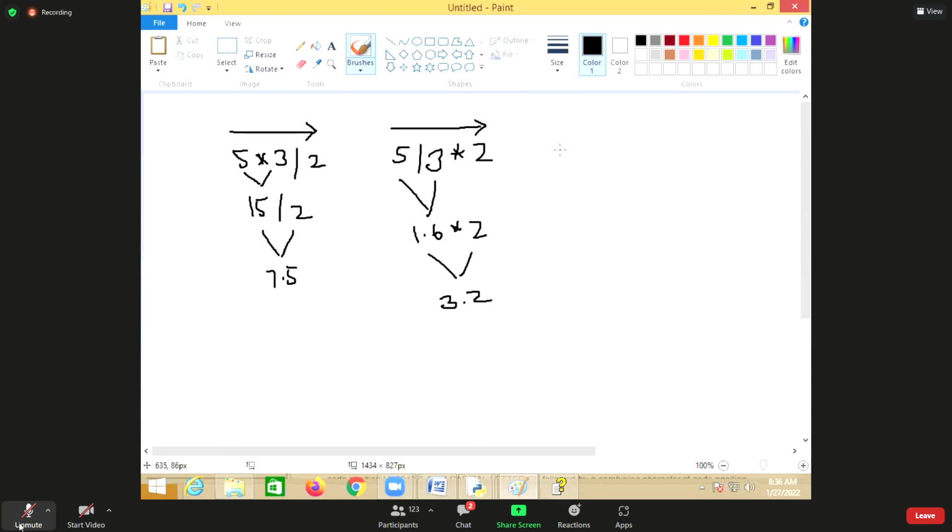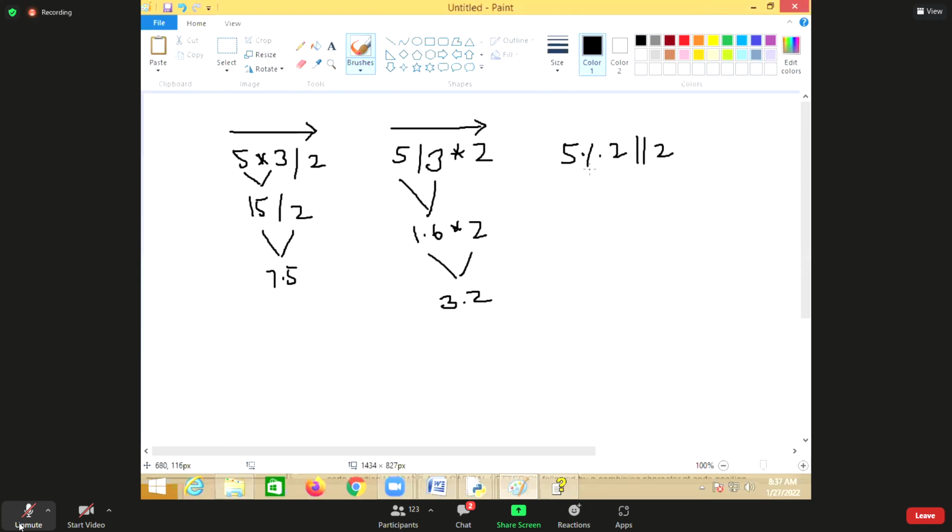Then suppose I'm writing 5 mod 2 slash slash 2. See, these are equal. Then this is having how many operators? Two operators.